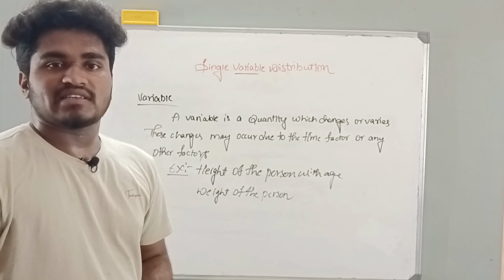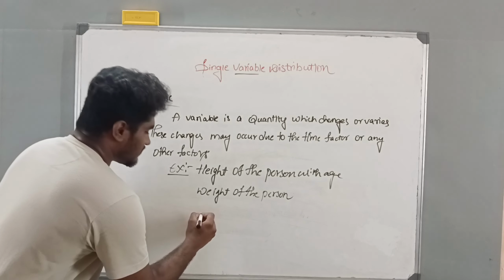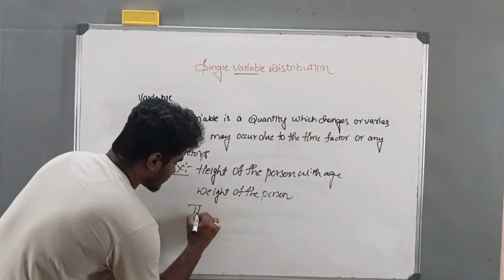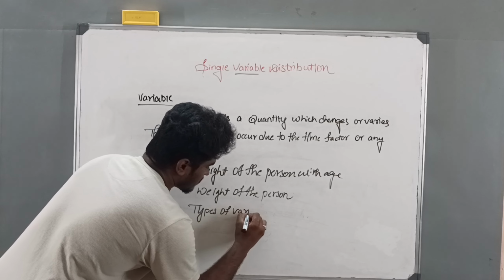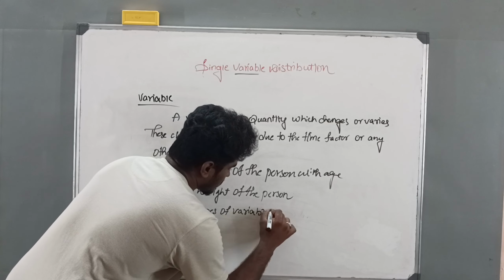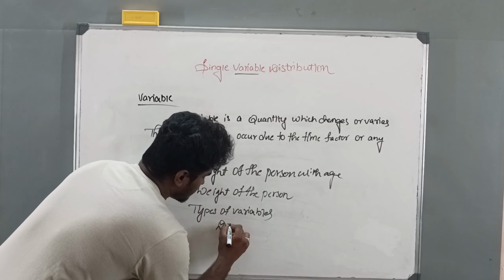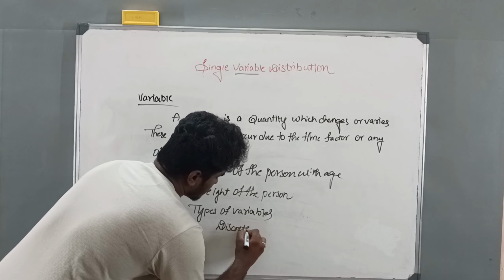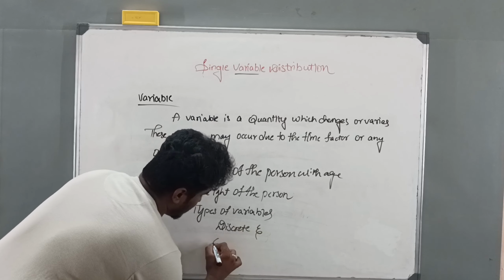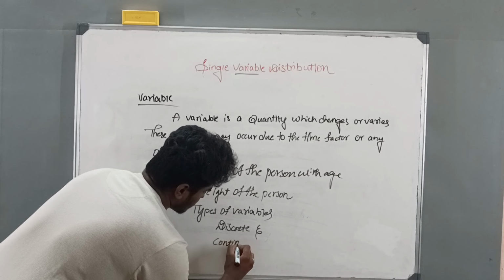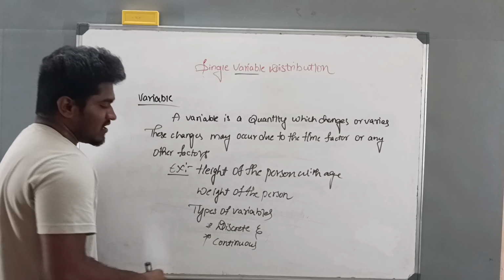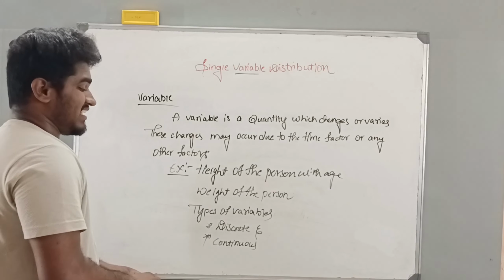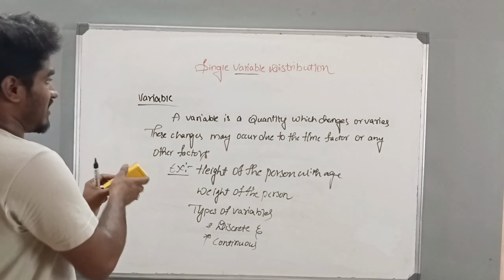Also, we have two types of variables which are available, that is discrete variables and continuous variables. Now we will see what these discrete variables are and what the continuous variables are, one by one.